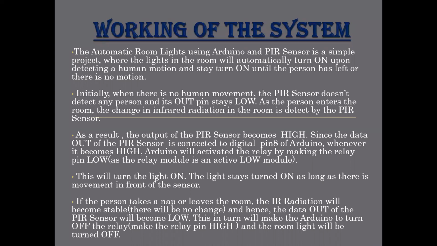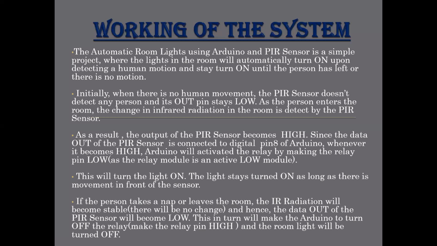Thanks, Vishakha. Now let's understand how this system works. Initially, when there is no human movement, the PIR sensor does not detect any person, so its out pin stays low. As a person enters the room, the change in infrared radiation in the room is detected by the PIR sensor. As a result, the output pin of the PIR sensor becomes high.